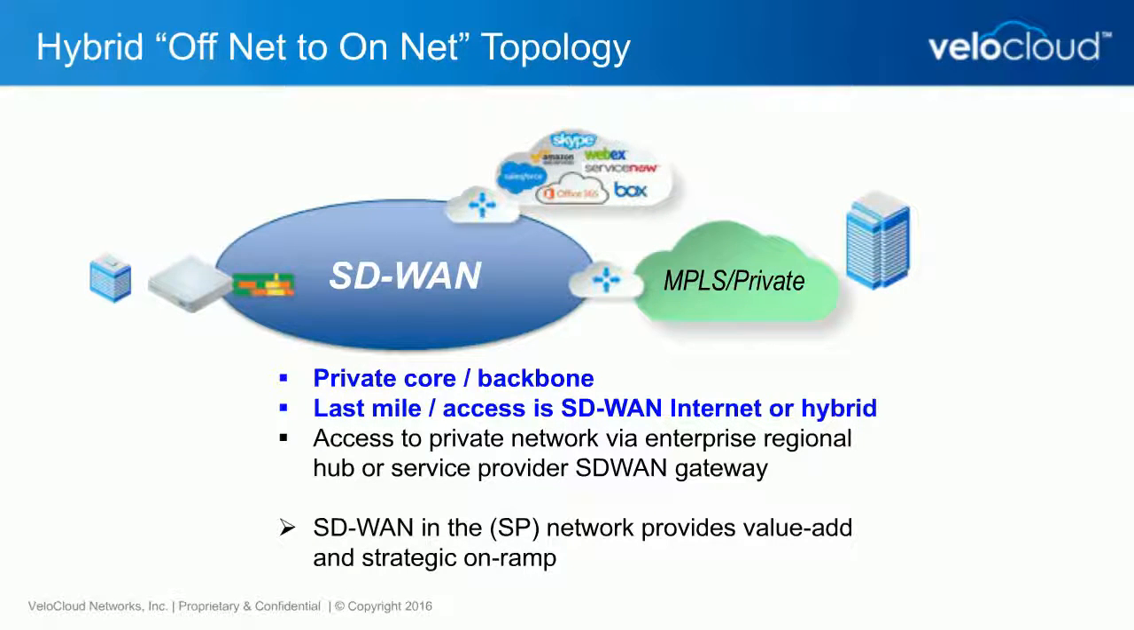So it provides terrific value add for the provider and a strategic on-ramp into their core services as well, whether it's the backbone service or actually other network delivered services. And then they can also use the SD-WAN overlay to provide managed connection to any cloud destinations that the enterprise wants to access on the top of this diagram.